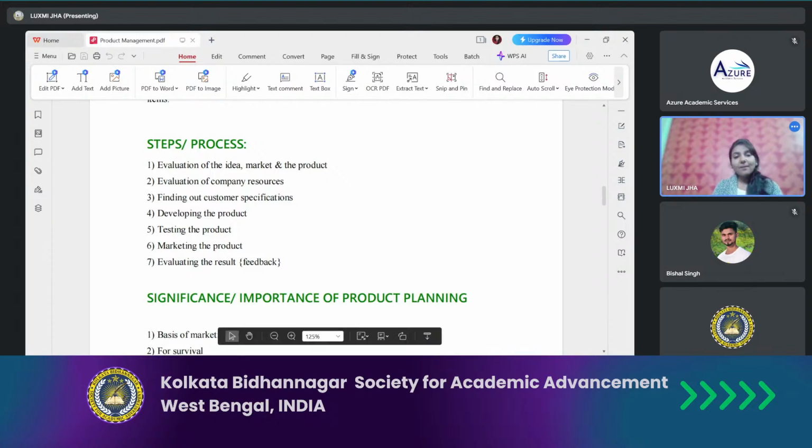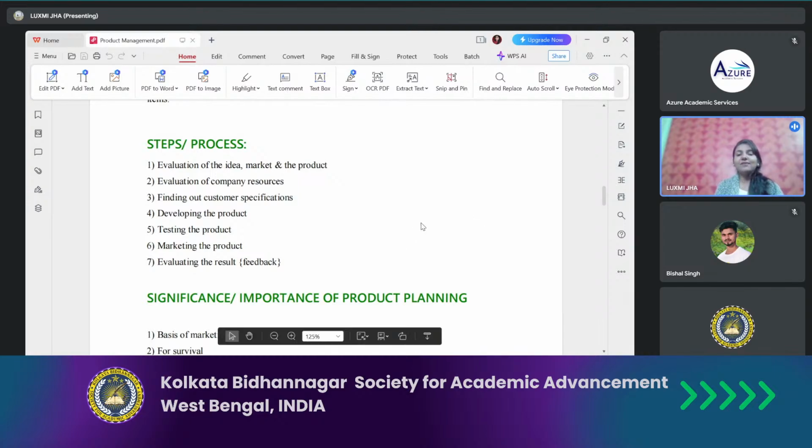And then we come to marketing the product. Once the test has been qualified, test marketing has been given the thumbs up, it's all clear, the market is accepting, then the marketing of the product should be done. Then the particular product should be put into the market or offered to the market.